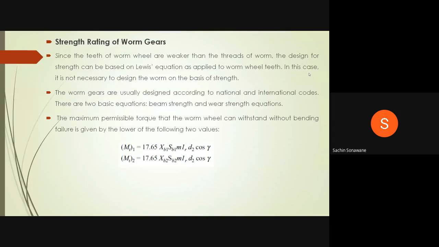The maximum permissible torque that the worm wheel can withstand without bending failure is given by the lower of the following two values. Therefore, MT1 is equal to 17.65 XB1 into SB1 into m into LR into d2 cos gamma. MT2 is equal to 17.65 into XB2 into SB2 into m into LR into d2 cos gamma.